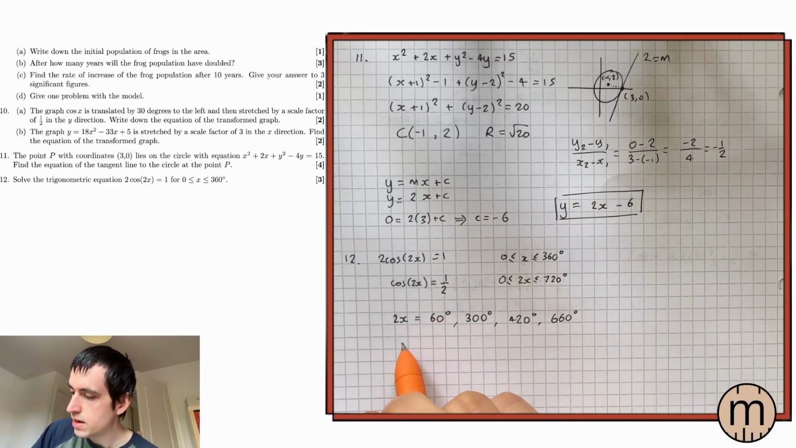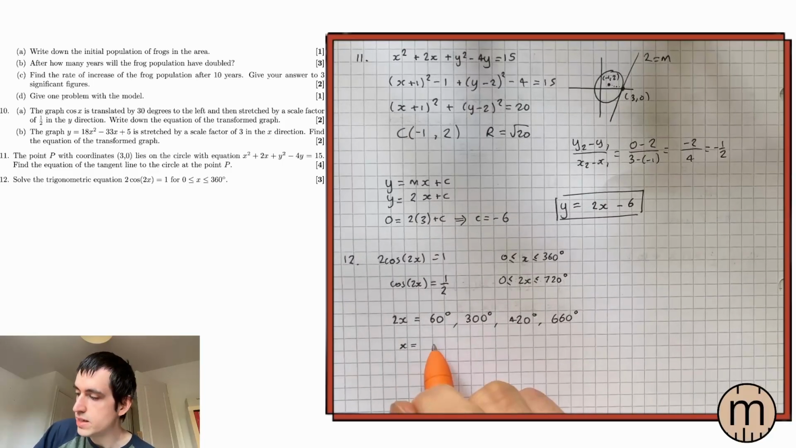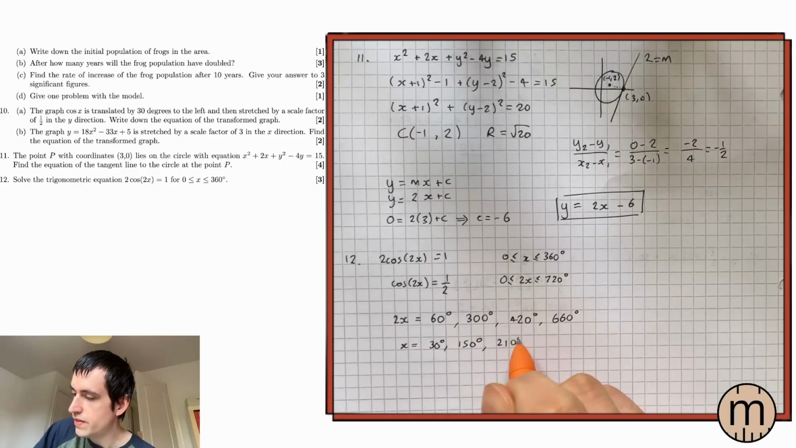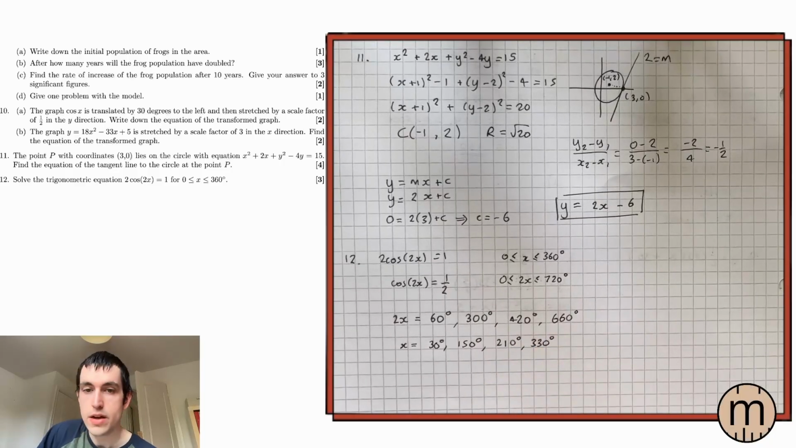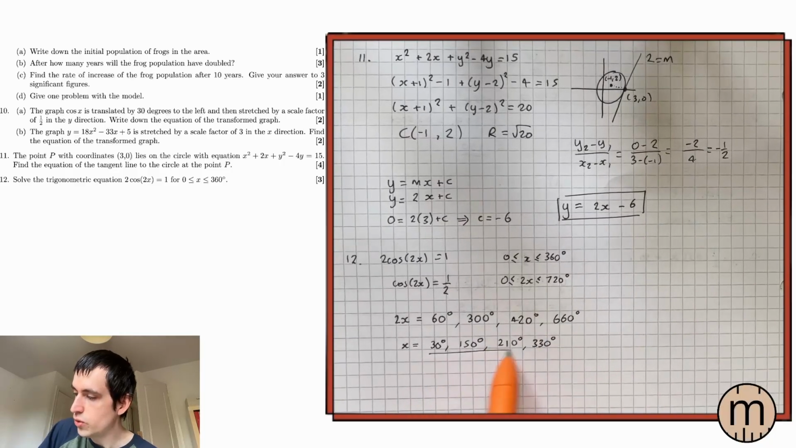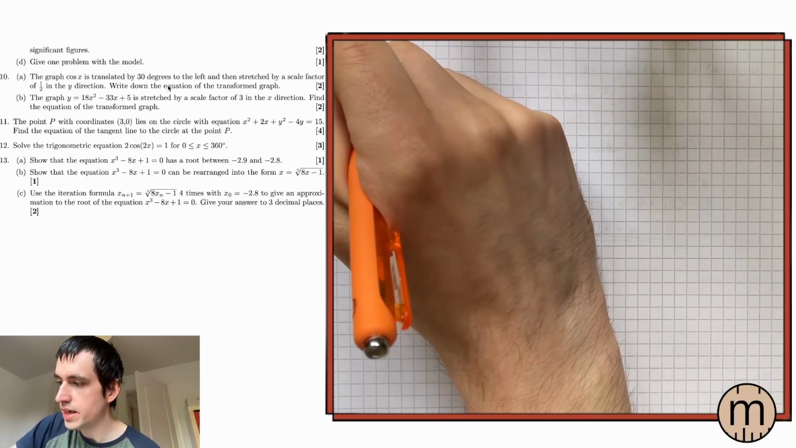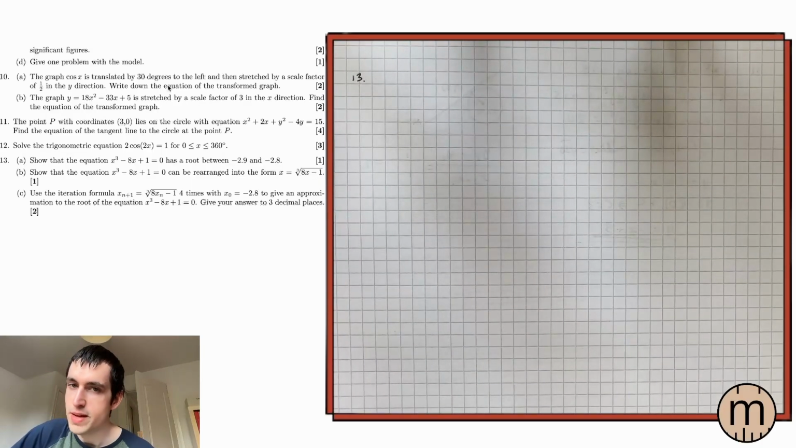Final step then, we wanted x, so let's divide all of these by 2. 30, 150, 210, 330. There were our 4 solutions for 3 marks. Last question then, question 13. Got a bit of numerical methods.